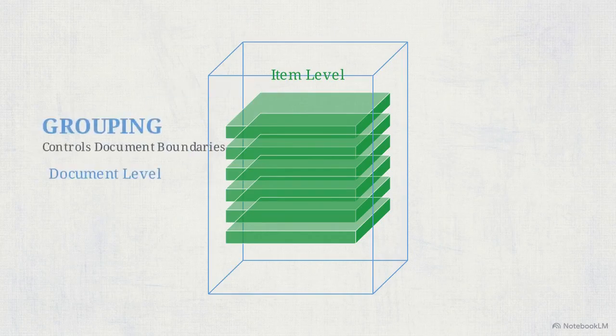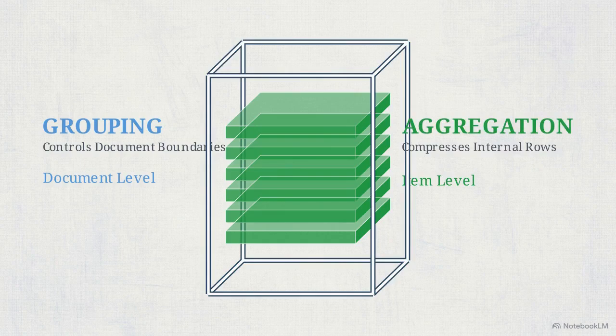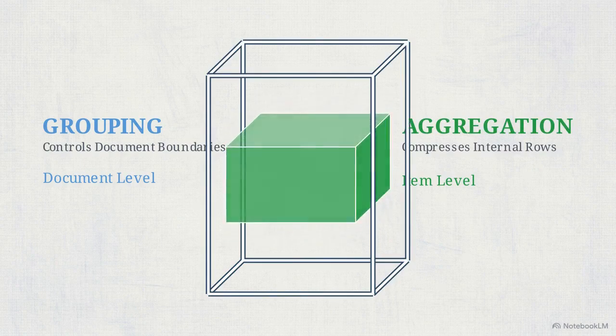Mechanics operate either at the outer document level or at the internal item level. Grouping is the structural mechanism that controls the creation of the outer box itself. It determines the hard boundaries of the document. Aggregation, conversely, is the consolidation mechanism. It strictly controls and compresses the rows inside that box without altering the outer boundaries.